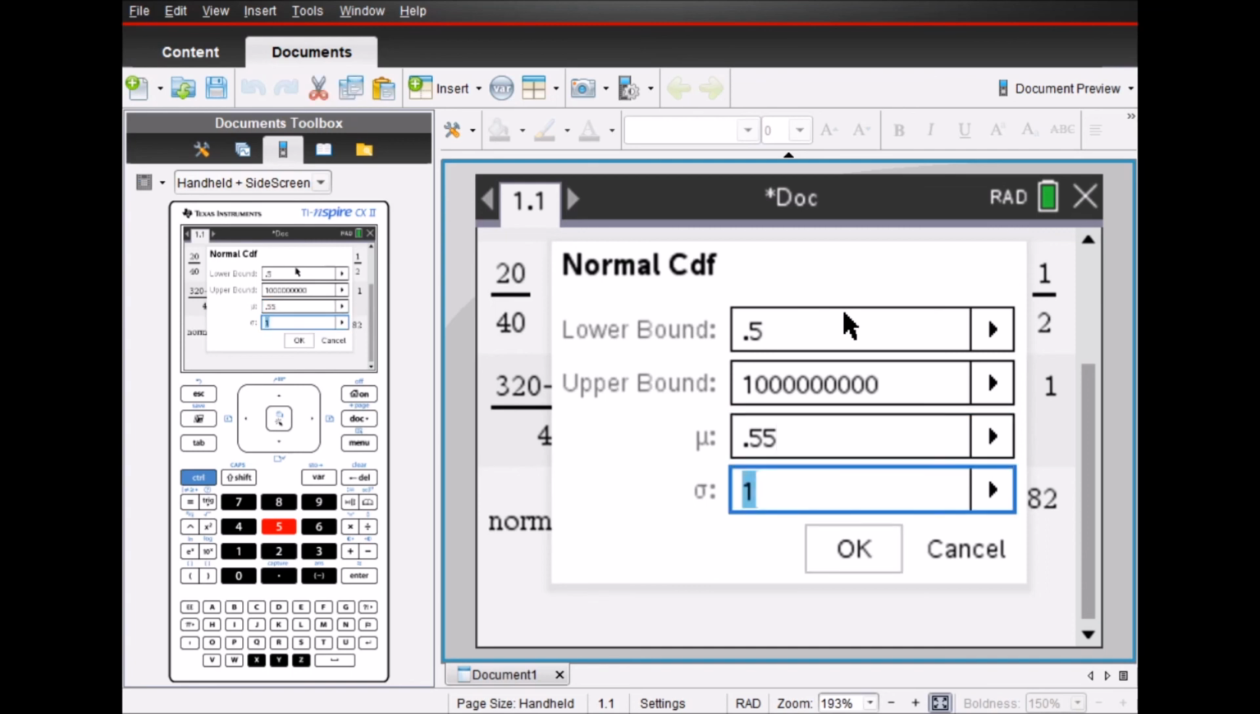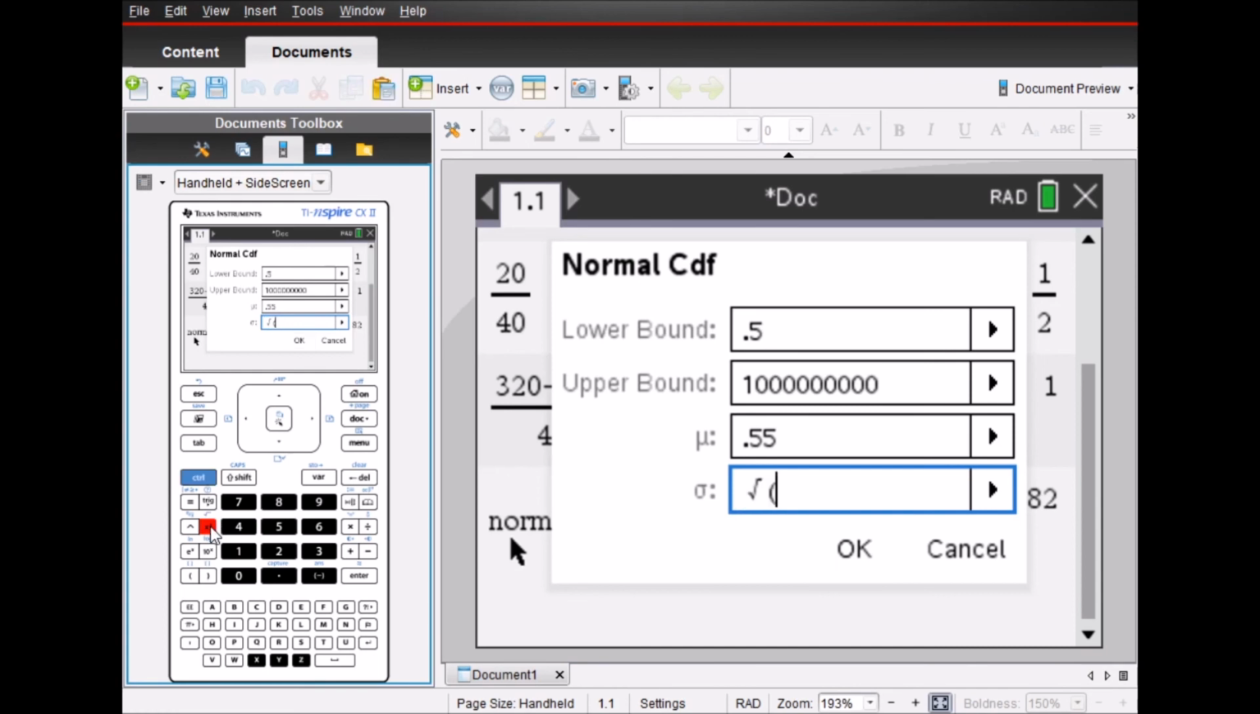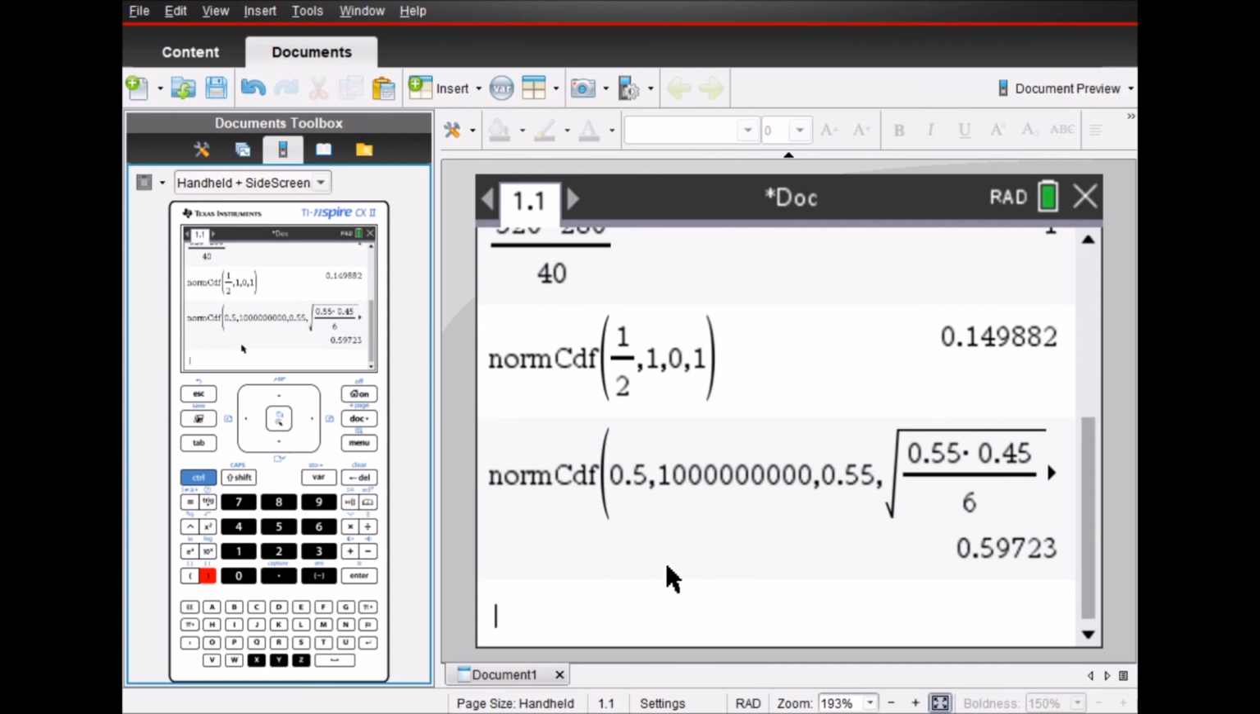And then our standard deviation is actually going to be the square root of PQ over N. So in this case 0.55 times 0.45 divided by 6. And that should give us our answer. So there's a 59% chance that half or more of this sample of 6 voters would support that measure.